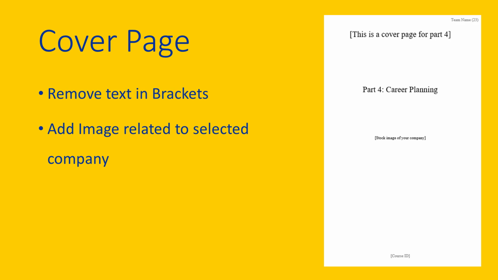The cover page for Part 4 should have the same layout as all previous cover pages. This means delete the instructions in brackets. Make sure the title is on the same line of this page as it is on all other cover pages. Insert another image related to the company you selected.